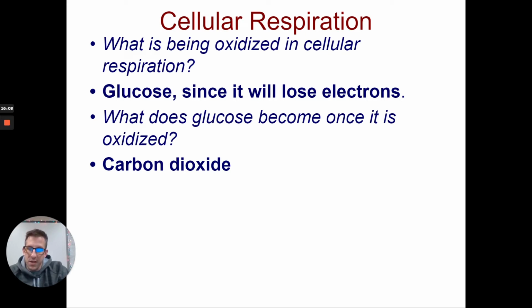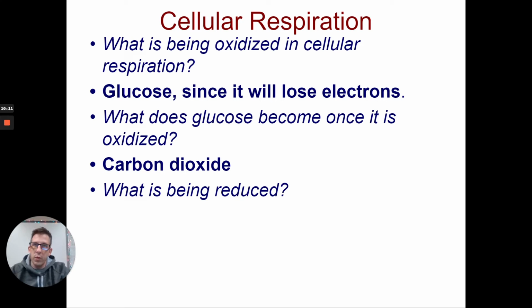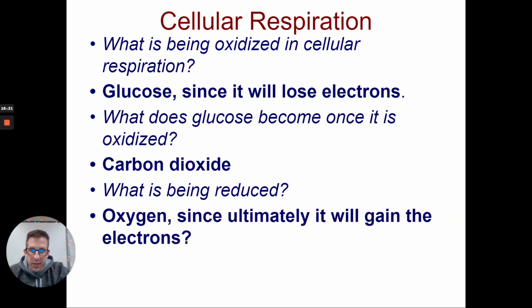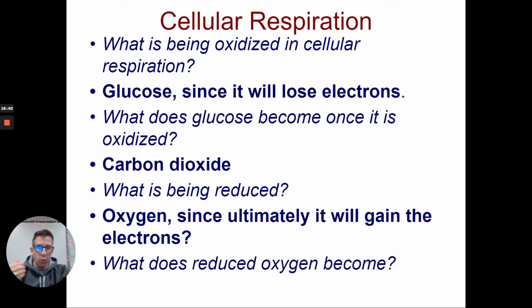Glucose becomes carbon dioxide. Okay, what is being reduced? In other words, we want to know what is gaining those electrons. What is gaining those electrons that glucose lost? It is oxygen, since ultimately, I don't know why there's a question mark there, but oxygen is being reduced because it ultimately gains those hydrogens that glucose lost. And remember, I said those hydrogens can be referred to as electrons. So ultimately, oxygen gains those electrons that glucose lost. Okay? So what does reduced oxygen become? It becomes water, because it is oxygen that has gained hydrogens, okay, or gained electrons.